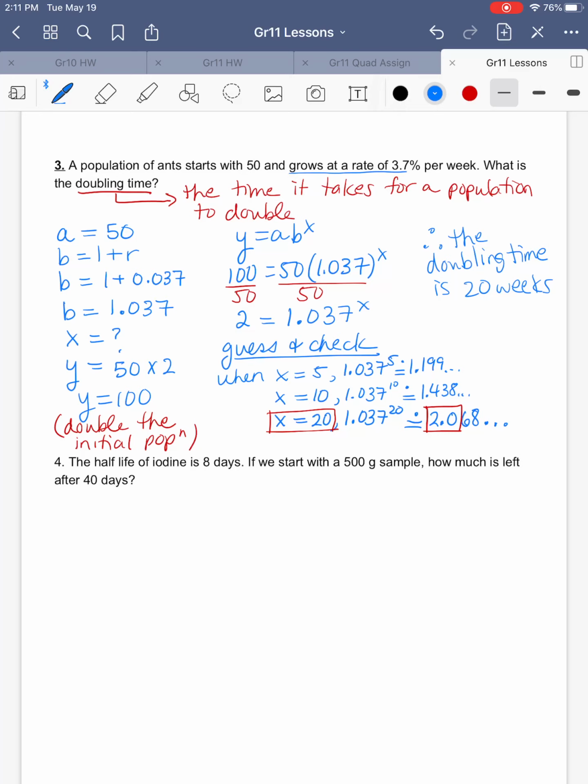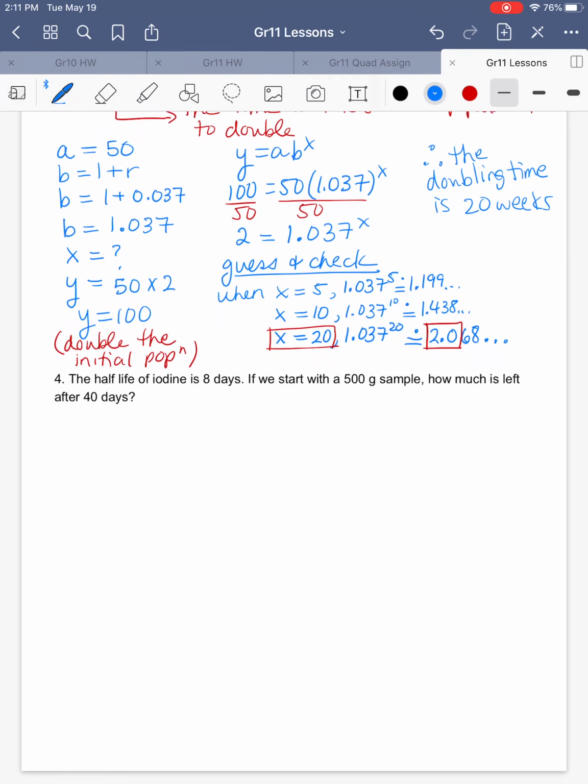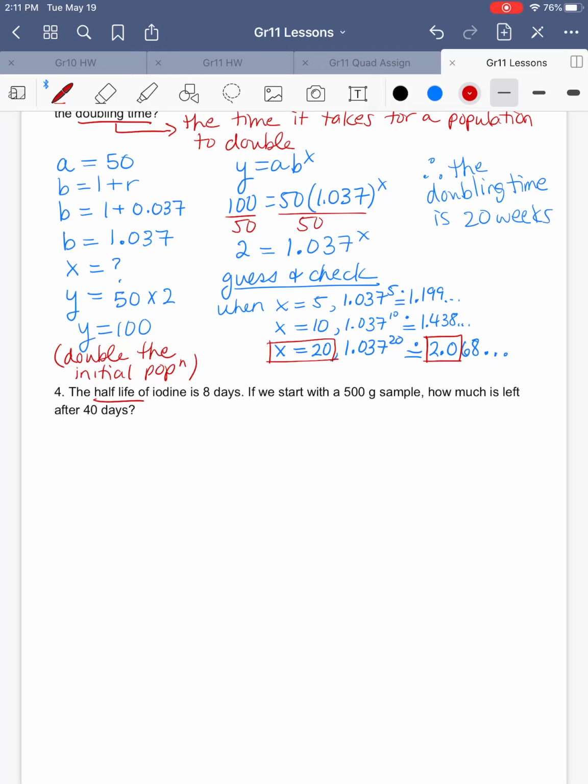Lastly, we have a question on half-life. And again, for more information on half-life, go back to the notes. So the half-life of iodine is 8 days. If we start with a 500 gram sample, how much is left after 40 days?